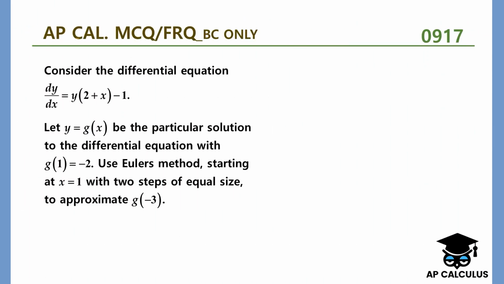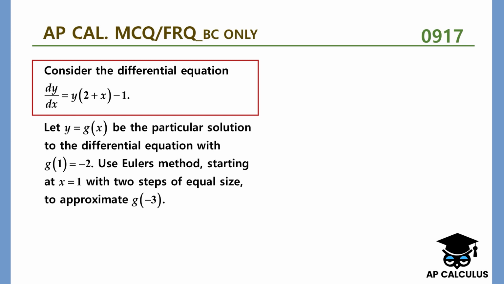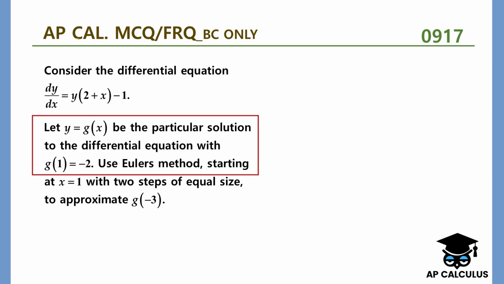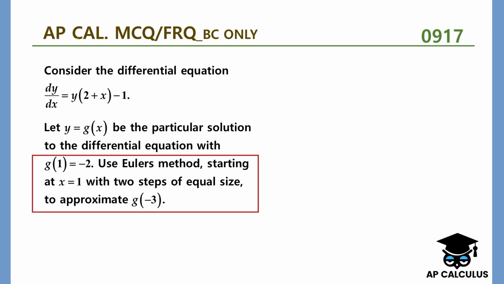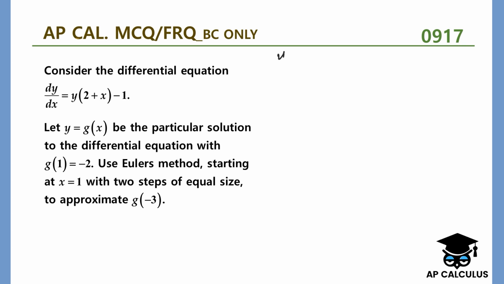Question 917. Consider the differential equation dy over dx is equal to y times (2 plus x) minus 1. Let y is equal to g of x be the particular solution to the differential equation with g of 1 is equal to negative 2. Use Euler's method starting at x equal 1 with two steps of equal size to approximate g of negative 3. Okay, here is the formula for Euler's method.